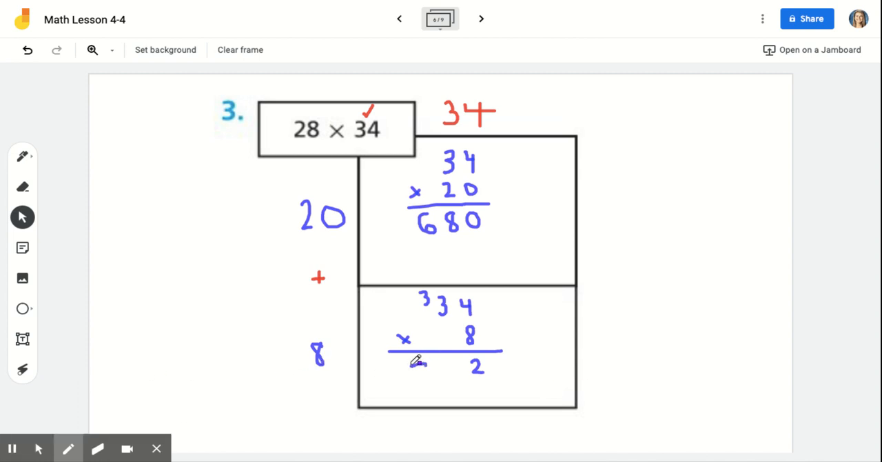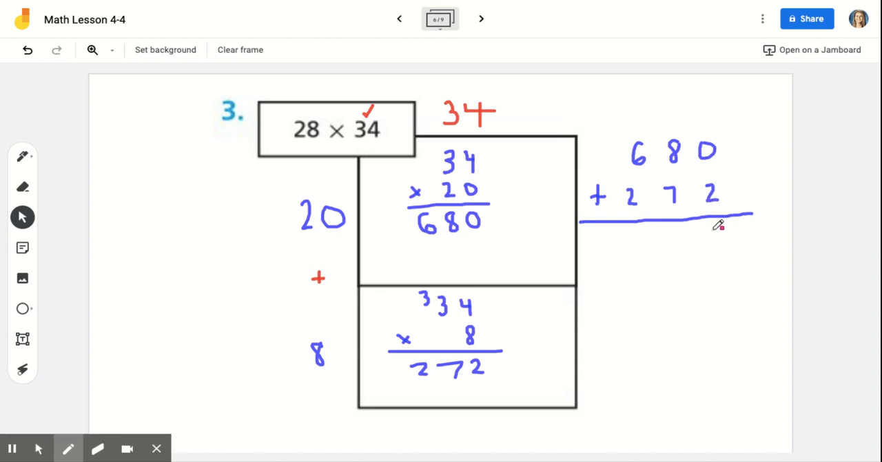Did you get 272? Oops. 272 as our partial product. All right, now we have 2 partial products. Our next step is going to be adding the 2. So on the side, nice and small, but nice and neat, we're going to be adding 680 plus 272. And again, your place values or your digits should all be lined up together, and it should look similar to mine. Go ahead and solve.